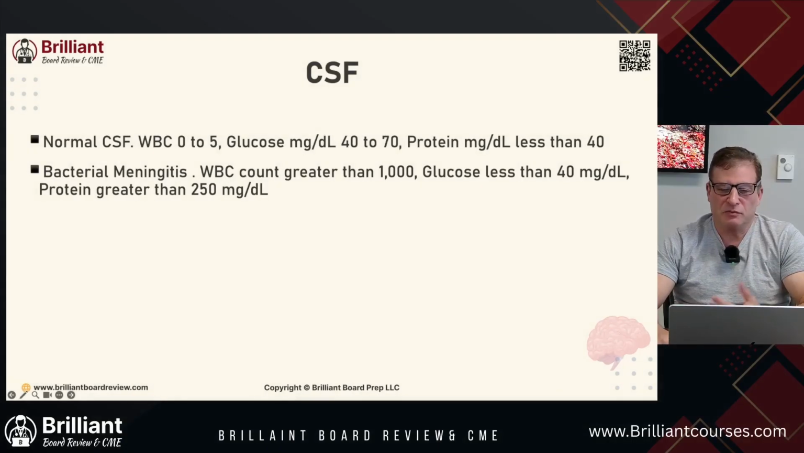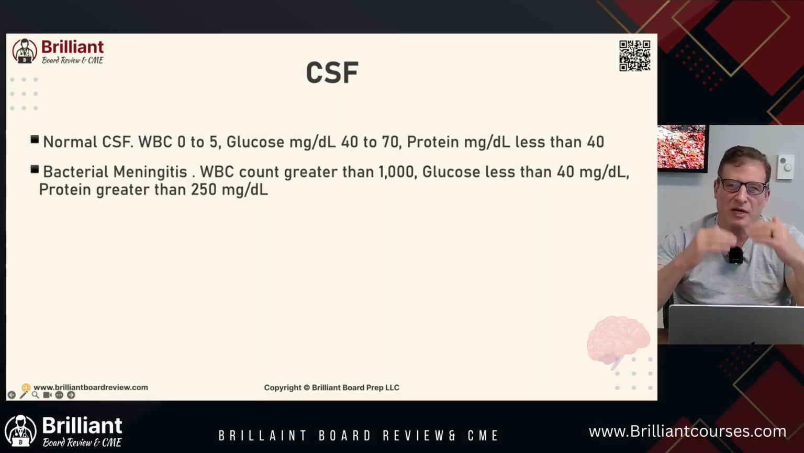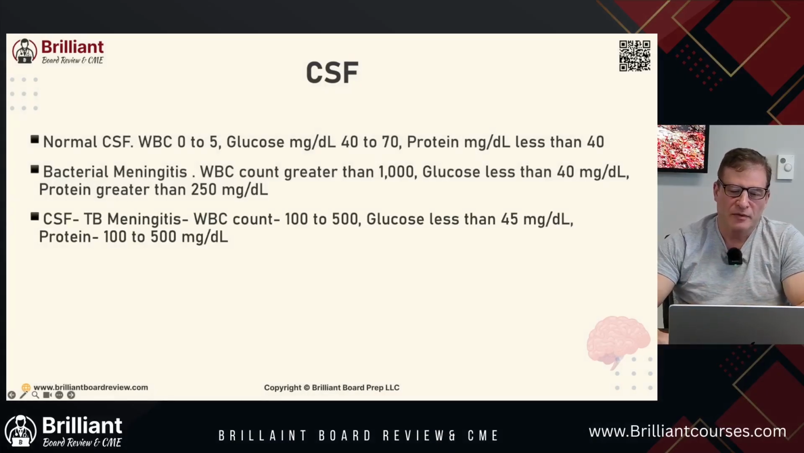Bacterial meningitis, white blood count can be greater than 1,000, glucose less than 40, and protein greater than 250. Originally, the thought was the bacteria was eating the glucose, but more likely the bacteria is blocking the glucose from being filtered in from the blood system. CSF in TB meningitis, white blood count from 100 to 500, glucose less than 45, protein from 100 to 500.